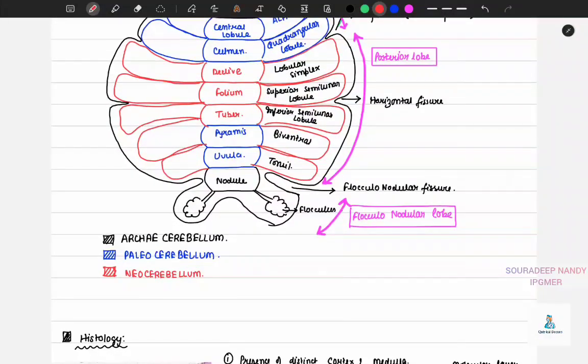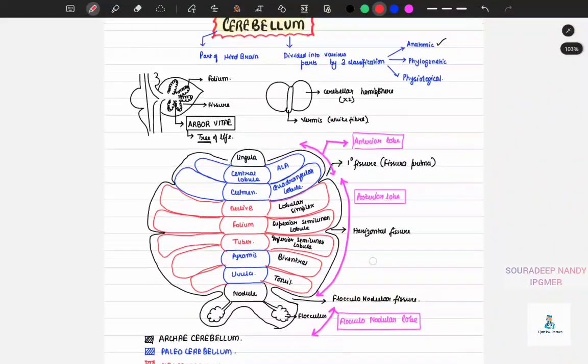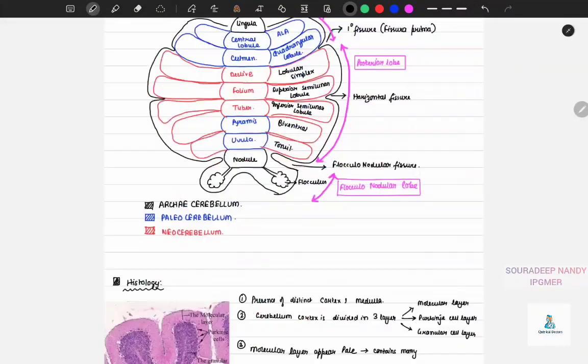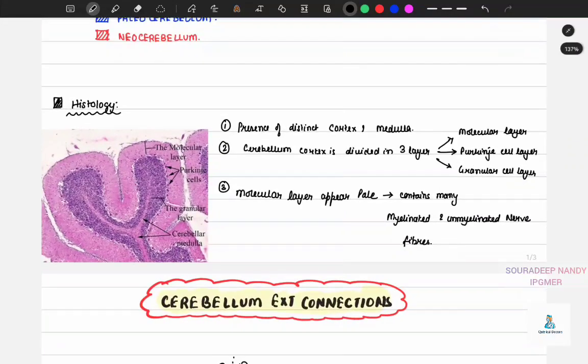So you can now understand which part of the vermis and which part of the cerebellar hemisphere comes under this phylogenetic classification. We have completed the anatomic and the phylogenetic classification. The physiologic classification will be taught in the physiology part. Let us see the histology, or the internal structure, of the cerebellum. In this video we will not discuss the histology in great detail. The internal circuitry and the rest will be discussed in the physiology class.